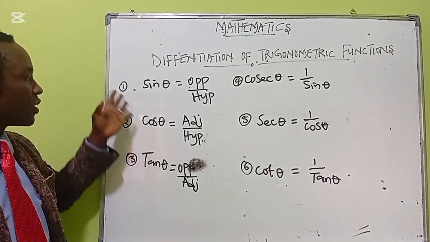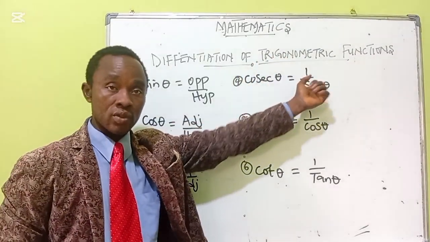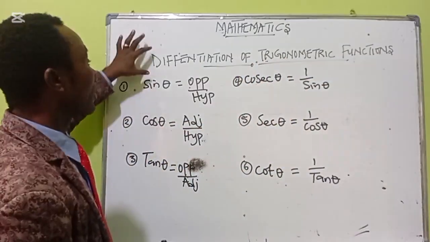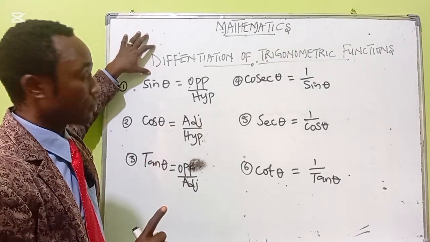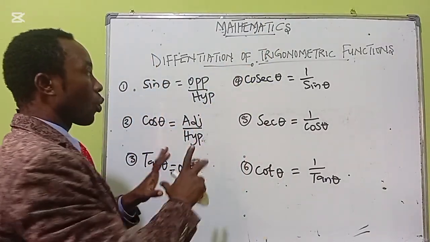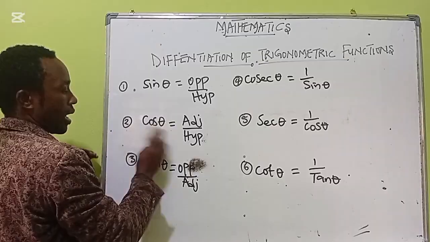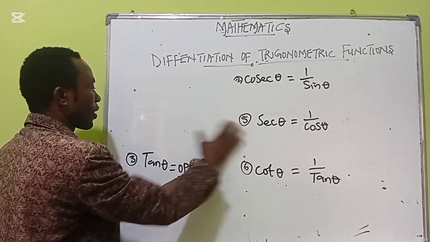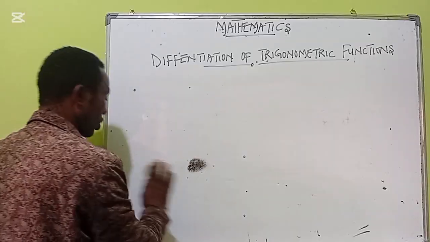Now, having known the 6 basic trigonometric functions, we can now go ahead to do their differentiation, or to know their differentiation. What are they? Now I have to wipe this so that I can take the differentiation of trigonometric functions.